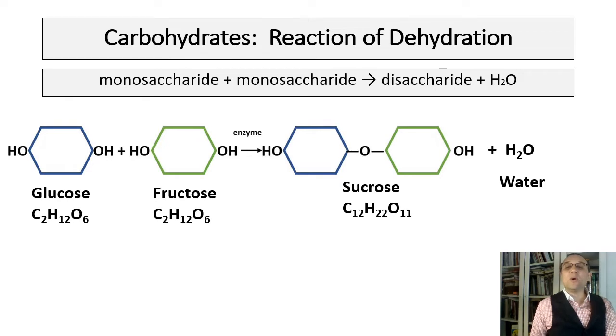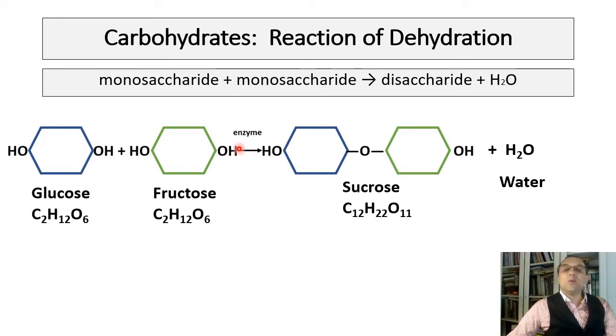Now let's take a look at the reaction of dehydration that you're already familiar with, but we're going to look specifically at how to synthesize sucrose, a table sugar. So look, to make up the sucrose molecule, we need glucose and fructose. Both of them are simple sugars. In fact, they even have the same molecular formula. Take a look, C6H12O6, both of them. But they are slightly different in the arrangement of their atoms.